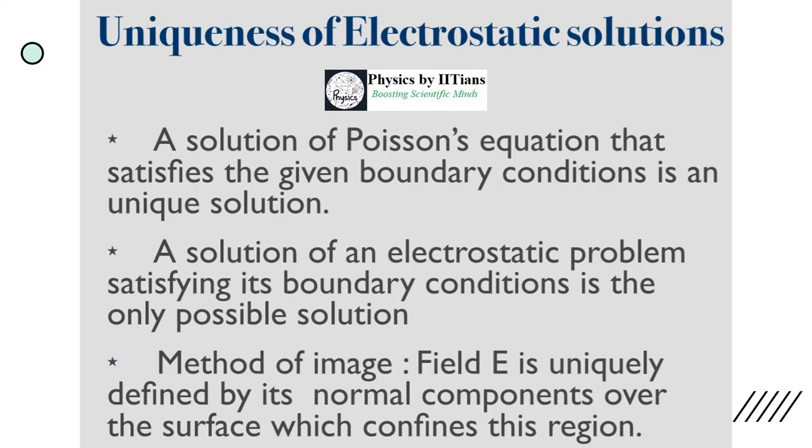What is the simple meaning of this theorem? A solution of the Poisson equation that satisfies the given boundary condition is a unique solution. A solution of an electrostatic problem satisfying its boundary conditions is the only possible solution. The field E is uniquely defined by its normal components over the surface which confines the region. So there exists only one, a unique solution, which satisfies the Poisson equation for the given boundary conditions.